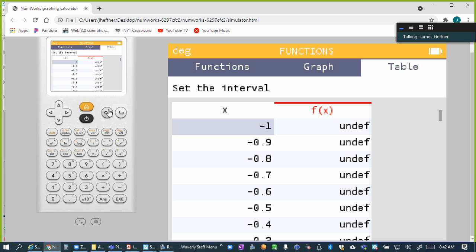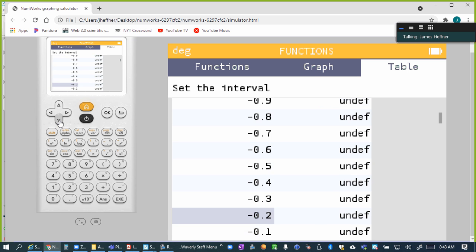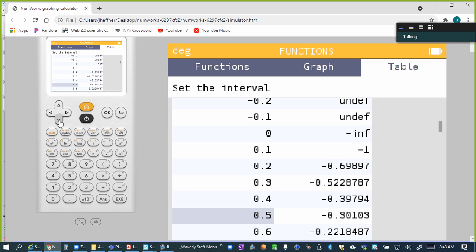Okay. So notice we have a bunch of values here that are undefined. We'll address that in a minute. Let's go down and see if we can find some points. Look at all these negative values that are undefined. And here's our first value. At x of 0.1, y equals -1.